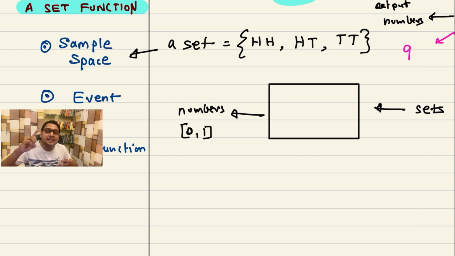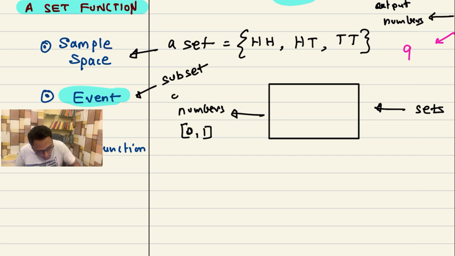Remember, probability is a set function. You have to input sets and you have to get output as numbers. So we are now building those sets which we will provide as inputs to our function machine, the probability machine. What is an event? An event is just a subset of the sample space.